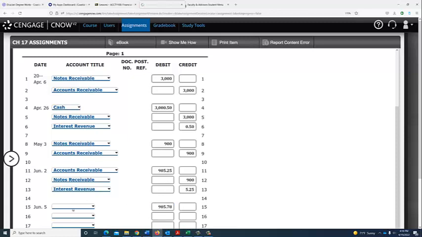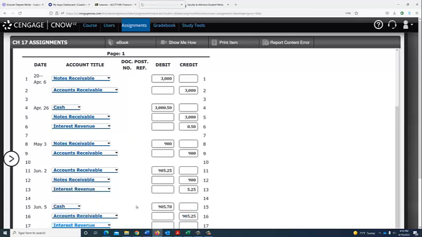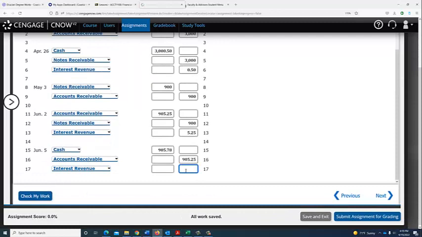So we've collected cash, and accounts receivable needs to be removed because it's been satisfied for the $905.25, and then we're going to record some additional interest revenue of 53 cents.